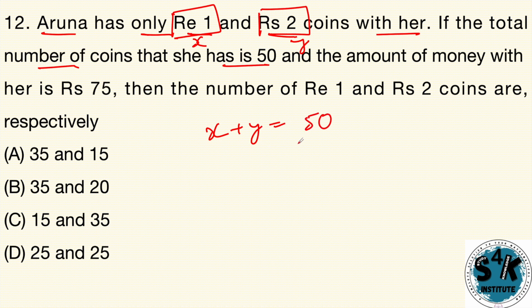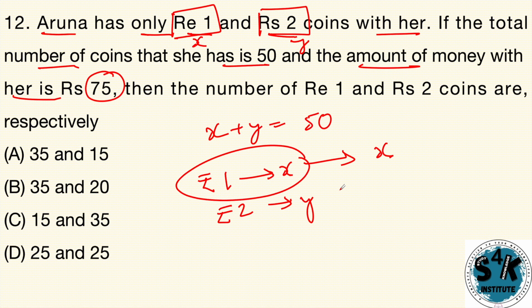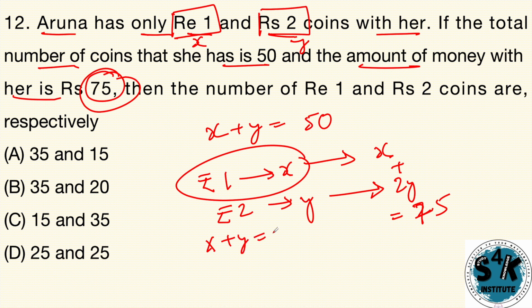Now they are saying that the amount of money she has is 75. The rupee 1 coins she has are x, and the rupee 2 coins she has are y. So the total amount from rupee 1 coins will be x times 1, which is x, and 2 times y is 2y. If you add these two, they have rupees 75 in total. Okay, so x plus y is equal to 50 and x plus 2y is equal to 75.